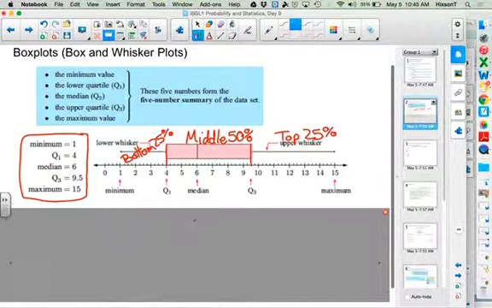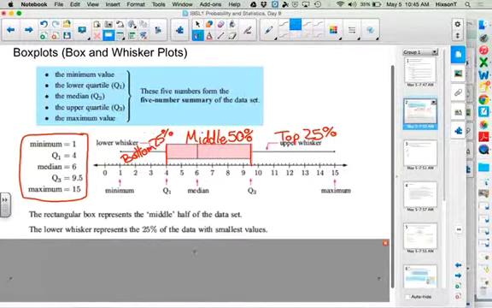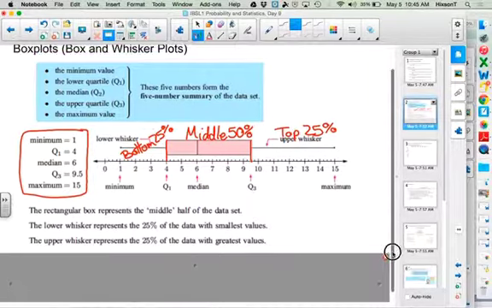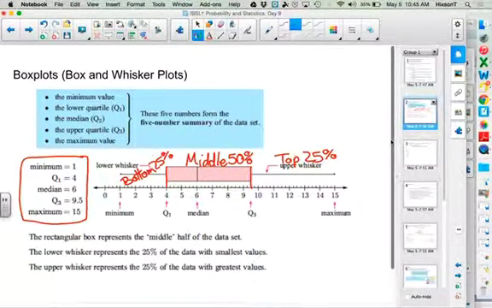So the box represents the middle half, or the middle 50% of the data. The lower whisker is the lowest 25%, and the upper whisker is the top 25%, like we just said. So that's how we would construct it. Now, finding these is kind of the next challenge. Once you get them, it's not too hard to draw it. It's just making sure you get the right ones, okay?